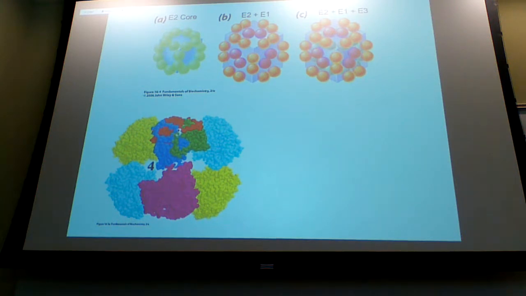And they're large enough that you, by electron microscopy, you can see them. Kind of like when we talk about, well, actually later we'll talk about polysomes. You can see those as well. Ribosomes tend to be pretty big.